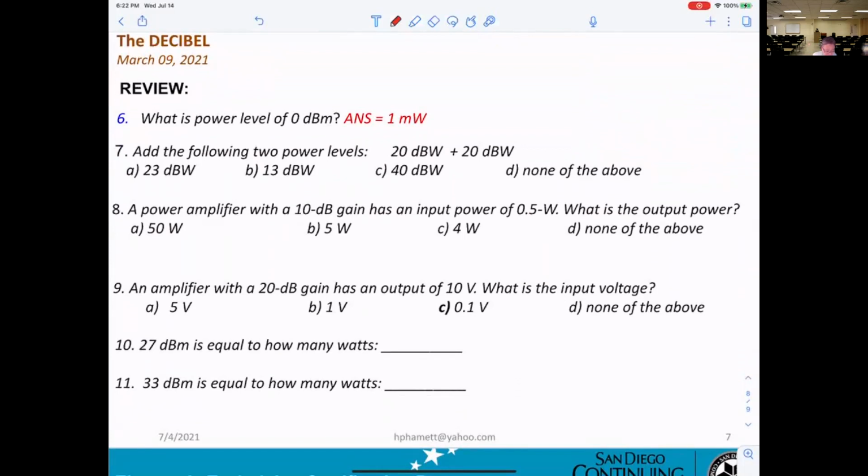Okay, go ahead and do number 7. Add 20 dB watt to 20 dB watt, and tell me A or B or C or D. You cannot add dB watt to dB watt. You have to convert into watt or milliwatt, add, and convert it back. And you know the formula for dB watt, right?